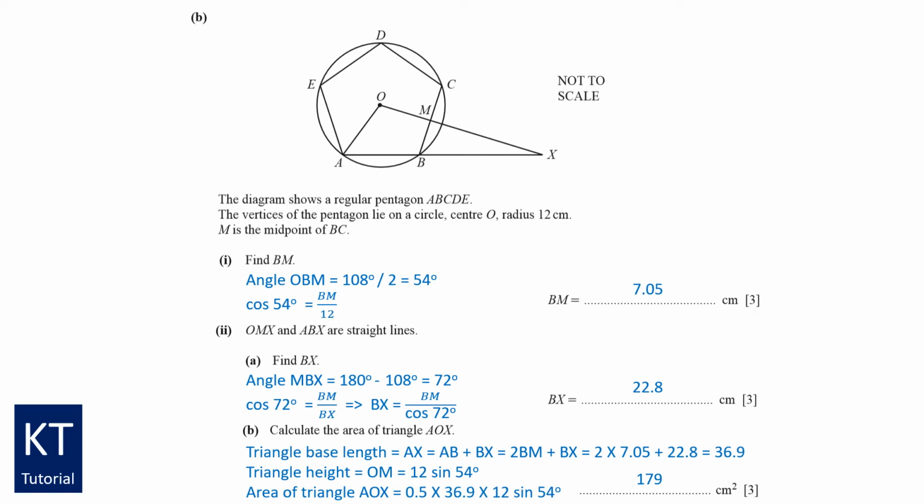Let's first identify the triangle base length AX. This is AB plus BX, which in turn is 2BM plus BX. By applying what we know, the triangle base length is equal to 36.9. As for the triangle height OM, this is equal to 12 sine 54 degrees. Therefore, the area of the required triangle AOX is half times the triangle base length times the triangle height.